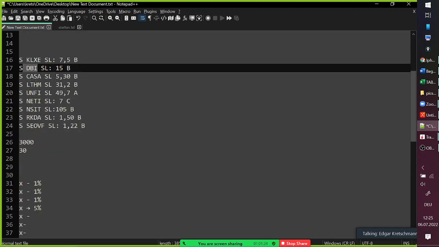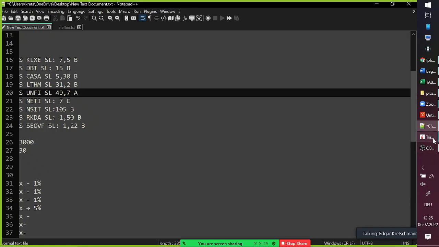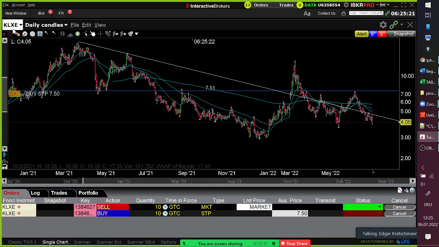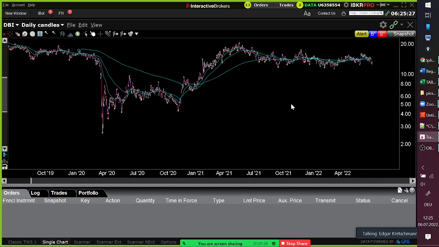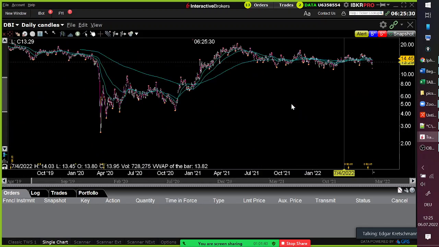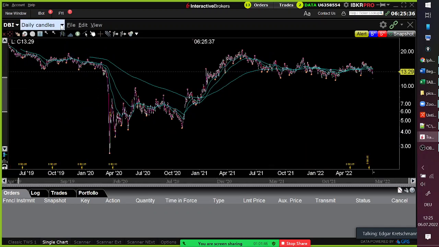This will be DBI, with a stop loss of 15. Let's look at DBI. Yeah, it's a company. I don't even care what the company is doing at the moment. I'm just trusting my partner with the technical analysis, and I just look at the chart a little bit.